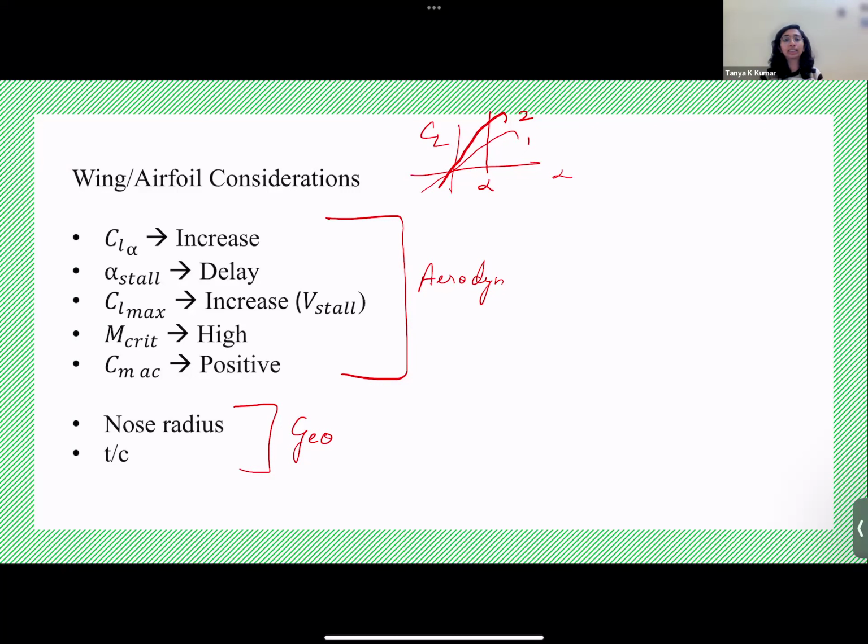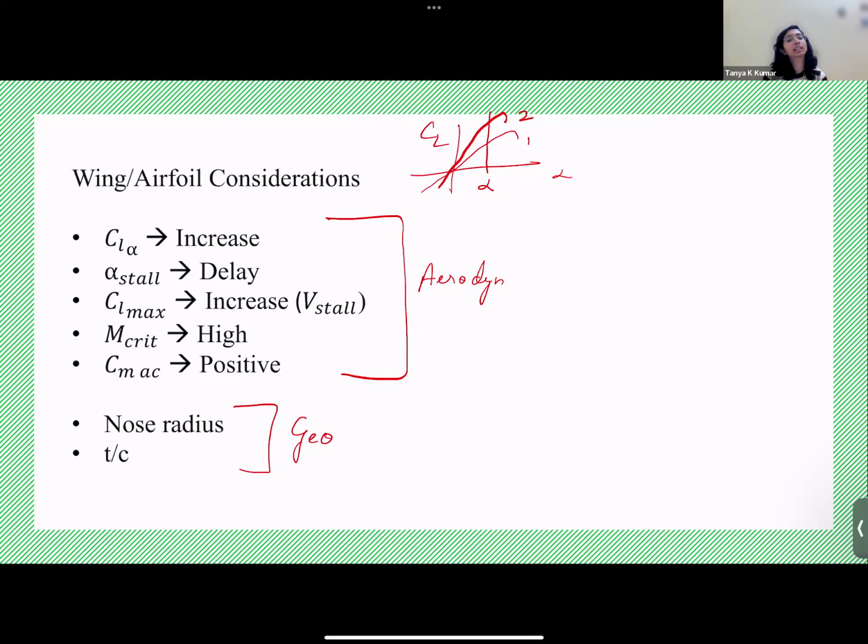Then you want your critical Mach number to be as high as possible. What was critical Mach number? We had discussed this in last class. What was critical Mach number? It's the Mach number where the local Mach number reaches 1. Correct. The Mach number at which any point on the airfoil, the flow reaches Mach 1. Okay, that's critical Mach number.